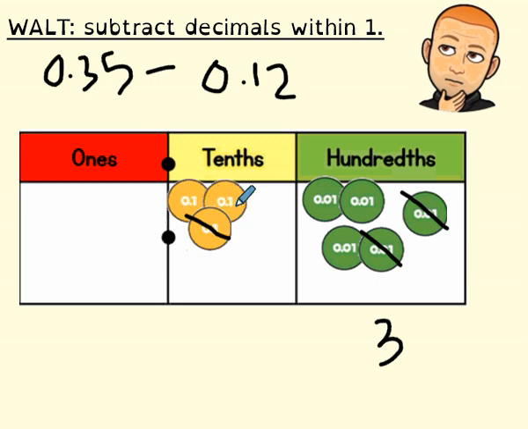I'm going to ensure that I put my place value holder and my decimal point in, which gives me the answer 0.23 or 23/100.